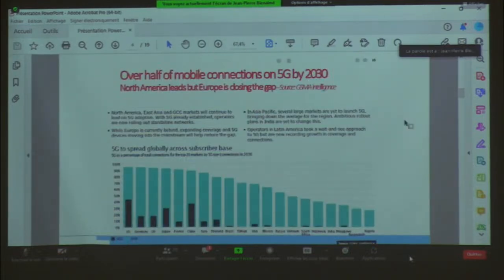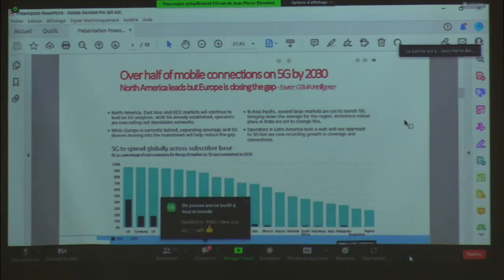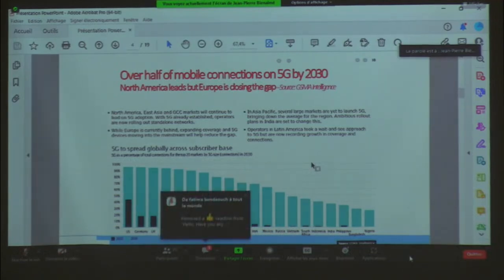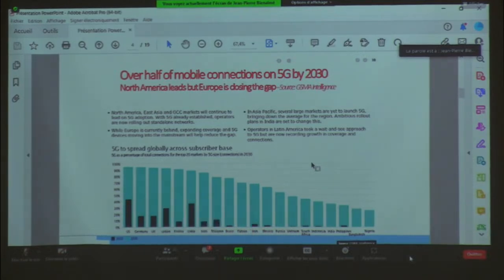Over half of mobile connections are forecast to be on 5G by 2030, and it was stated last week that 5G subscriptions have been adopted still twice as quickly as 4G subscriptions were, which is important to mention. North America and East Asia will continue to lead on 5G adoption. Europe is following, expanding its coverage, and emerging markets are also behind, but rapidly taking up.